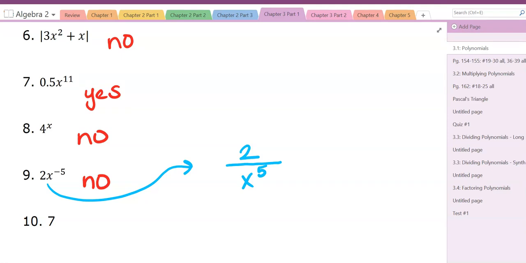And 10 should have been a yes. It's just a number, so no issues there.